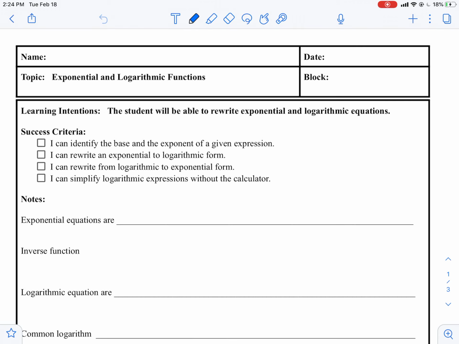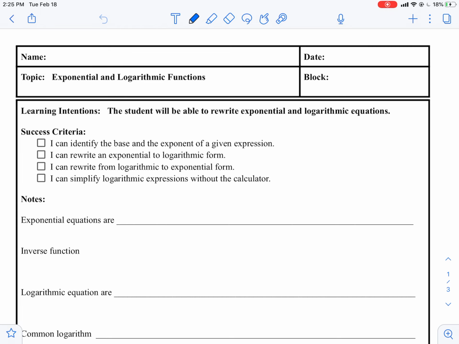Today we're going to start talking about, again, exponential and logarithmic functions, and in particular how to rewrite an exponential function into a logarithmic function, and if you have a logarithmic function, how to write it into an exponential. So it's going to be going back and forth between the two. Let's go ahead and throw in some vocabulary before we get started.